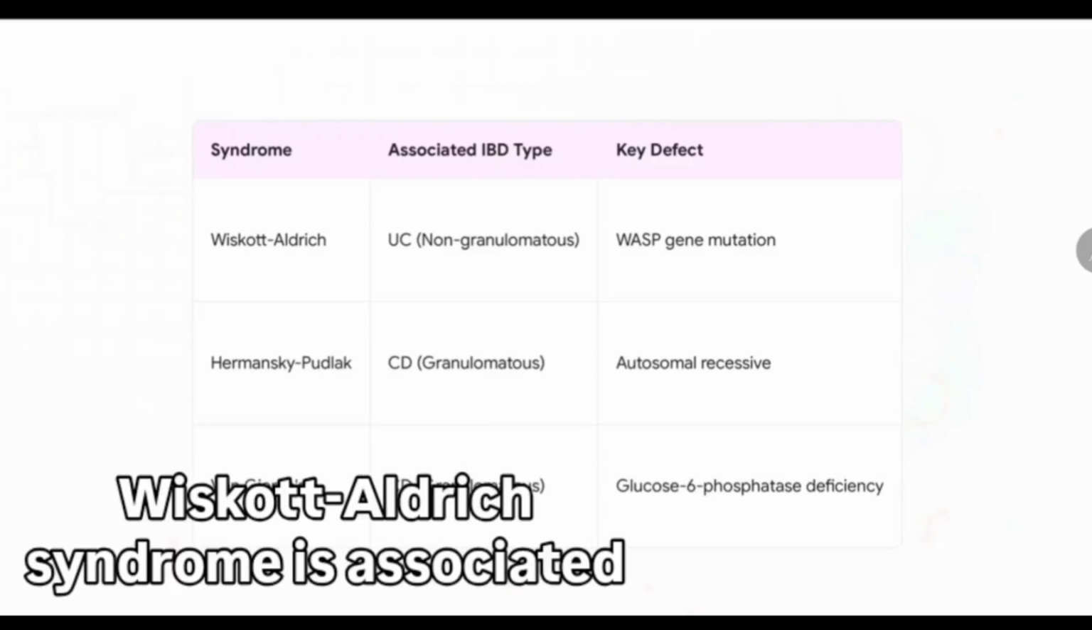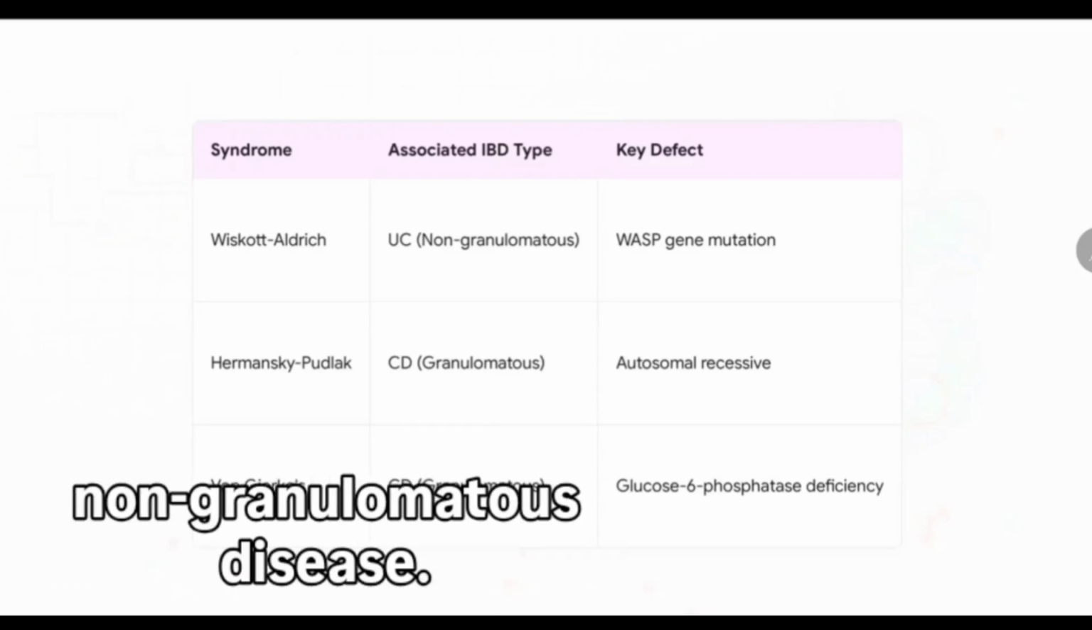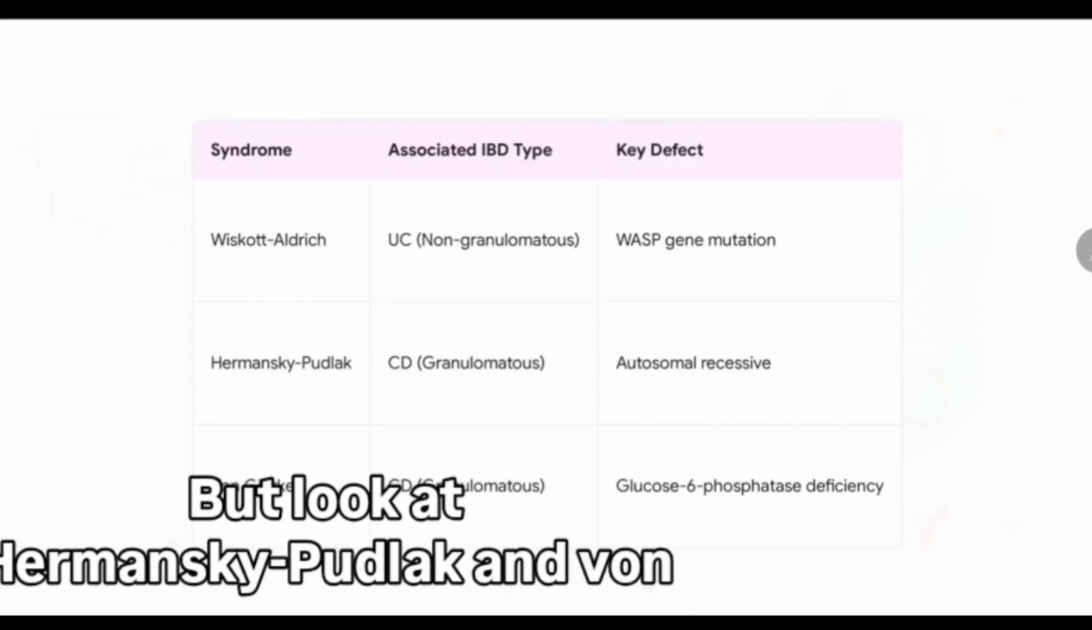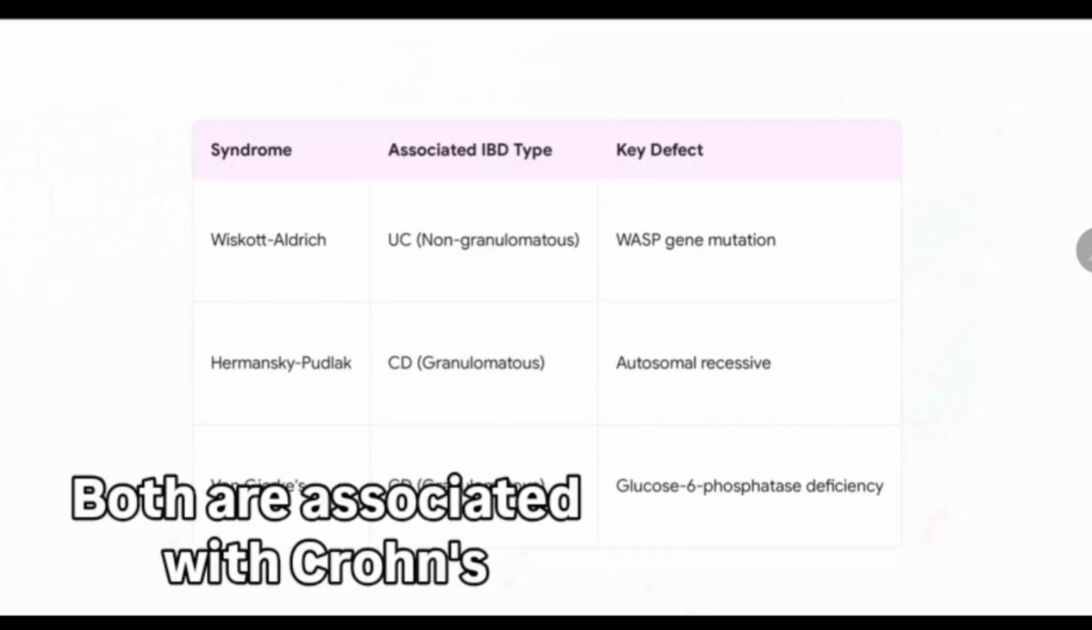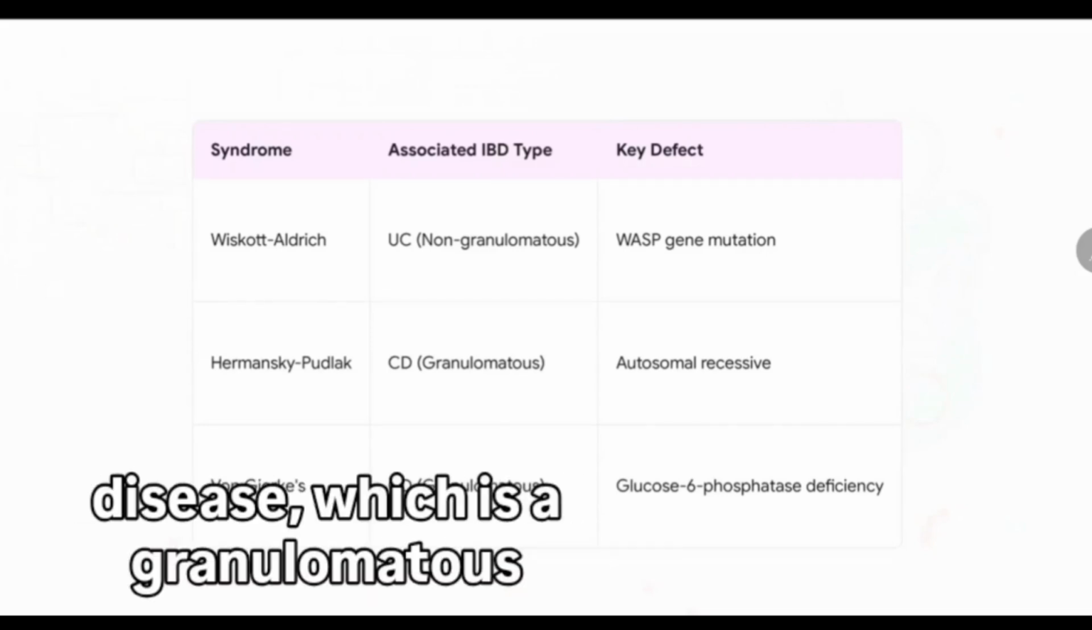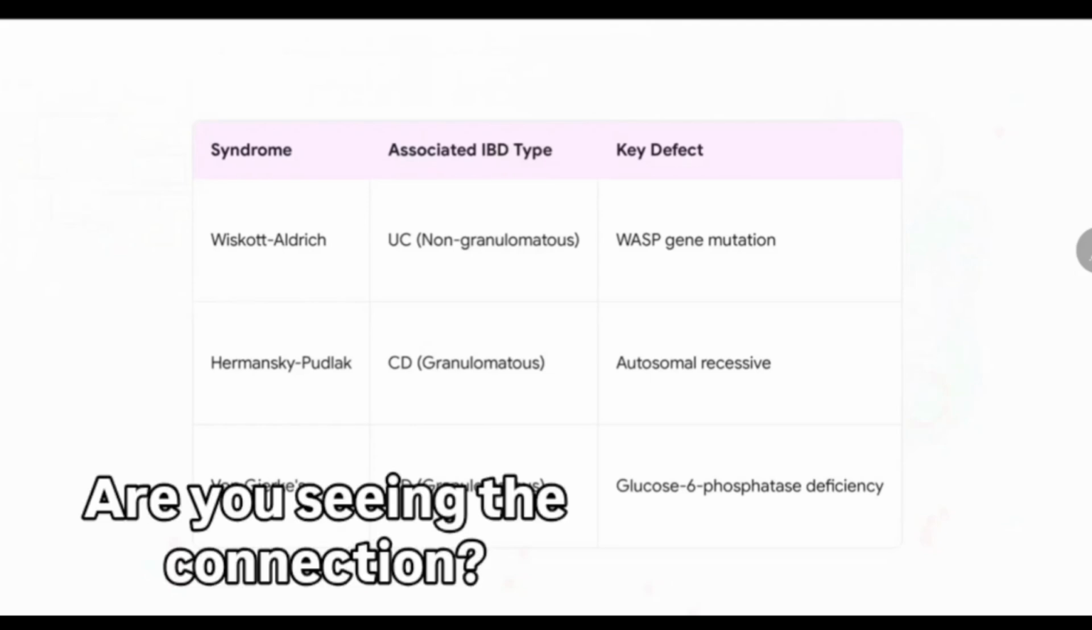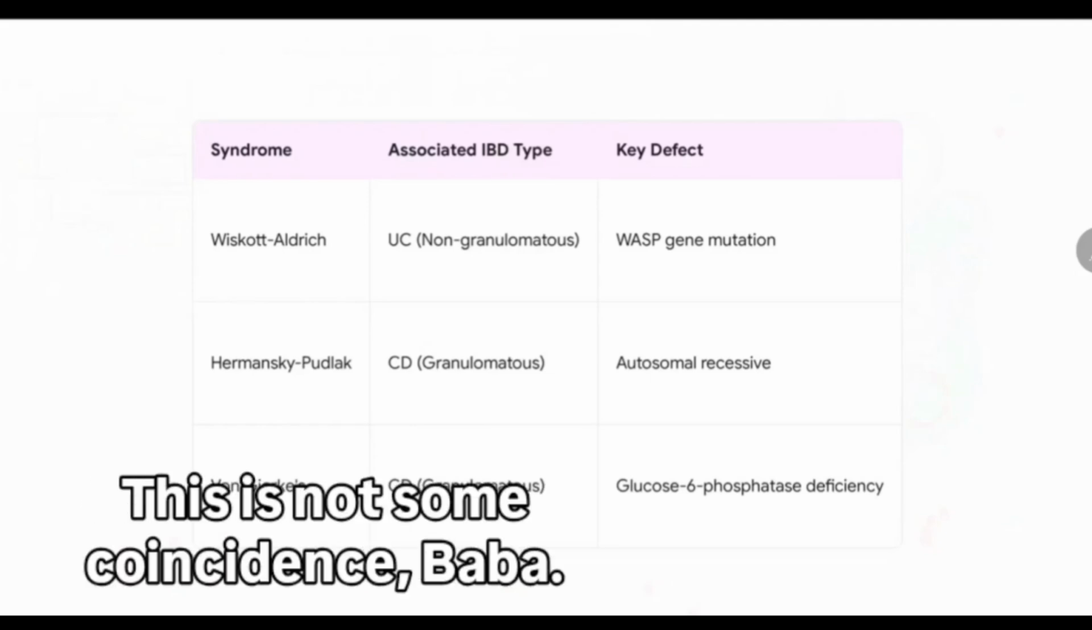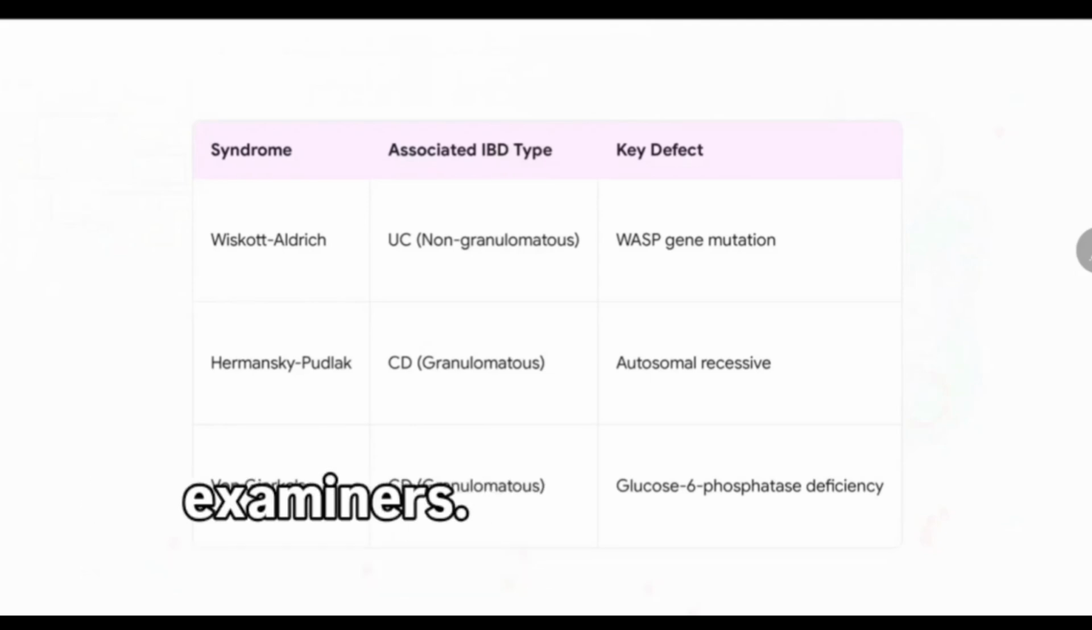Wiskott-Aldrich syndrome is associated with ulcerative colitis, which is a non-granulomatous disease. But look at Hermansky-Pudlak and von Gierke's. Both are associated with Crohn's disease, which is a granulomatous disease. Are you seeing the connection? This is not some coincidence. This is a favorite question for examiners. You have to burn this table into your memory.